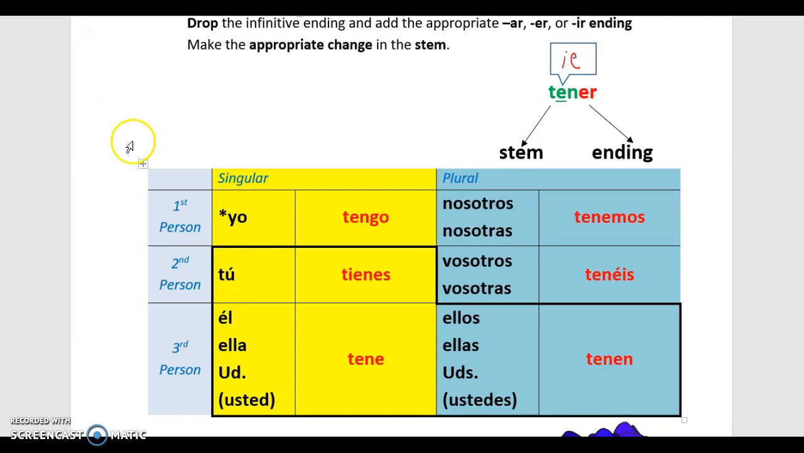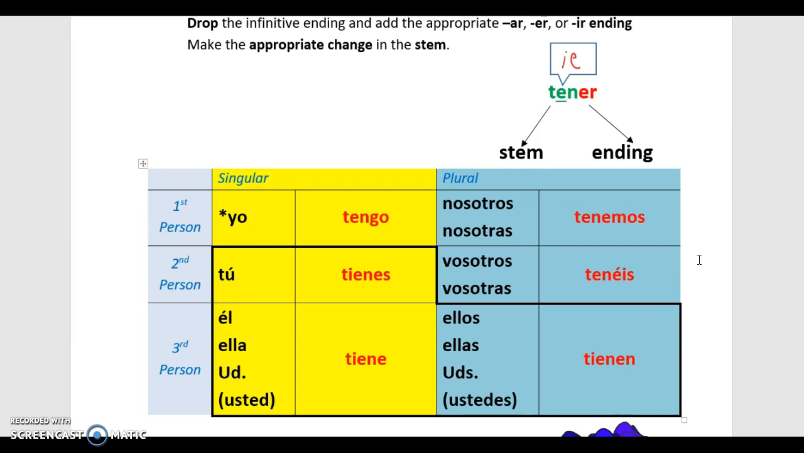Tú tienes. Same thing here. We're going to change the E to an IE. Tiene. Inside the shoe, tienen. Notice outside the shoe, tenemos and tenéis, we never stem change in the nosotros or the vosotros form. It only happens inside the shoe. So that's pretty much all there is to it.